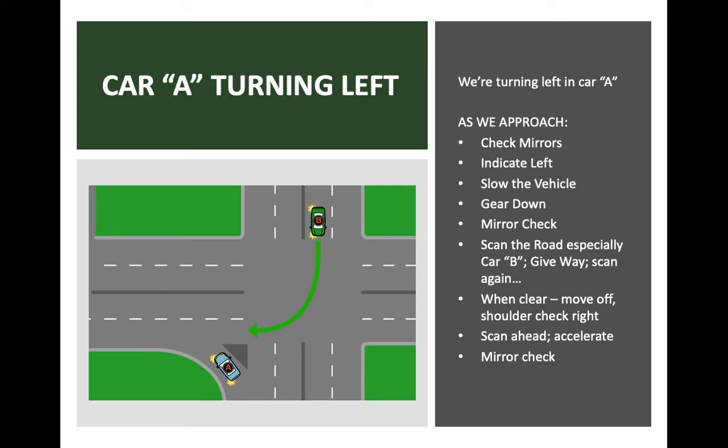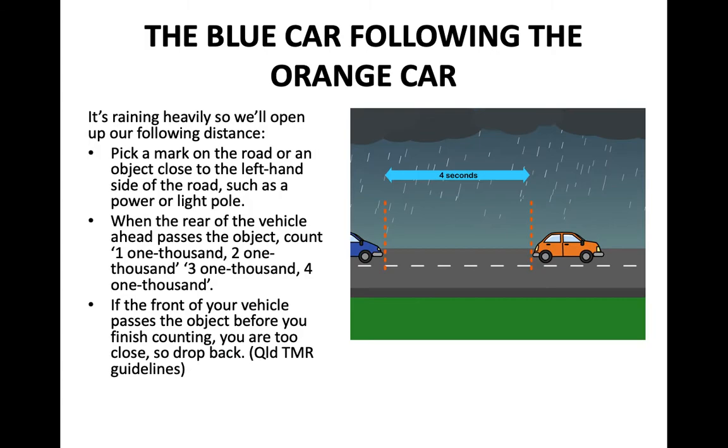Okay, we're turning left in car A, this situation. As we approach, check mirrors, indicate left, slow the vehicle, gear down, mirror check, scan the road, especially car B. Give way, scan again, when clear, move off, shoulder check right, scan ahead, accelerate, and another mirror check. In this case, the blue car following the orange car.